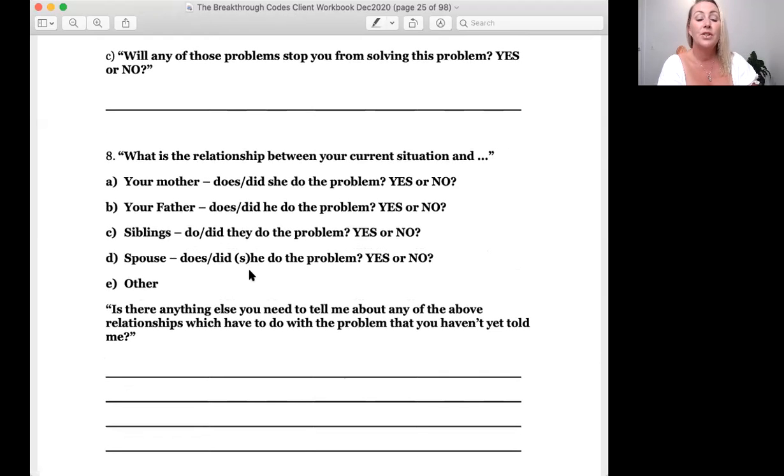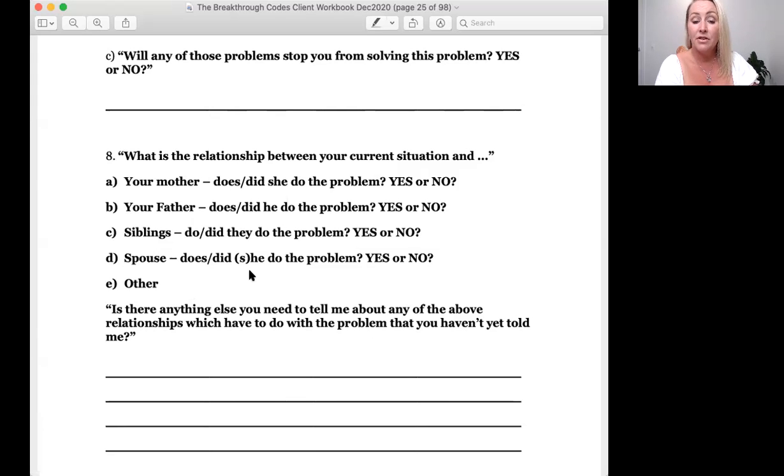So this question is, what is the relationship between your current situation and your mother? Did she or does she do the problem? Yes or no? Again, it's a double-bind question. This cuts a lot of the story and just gets us straight to the heart of what we need. We need to understand where and if this behavior has been learned behavior, if it's been modeled from someone else. We want to find out where they learned it from and understand the extent of this problem within their family environment.